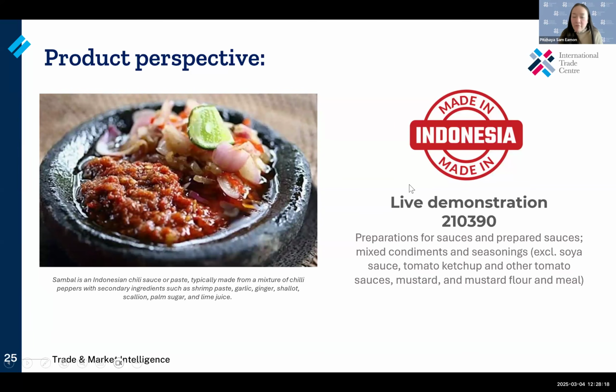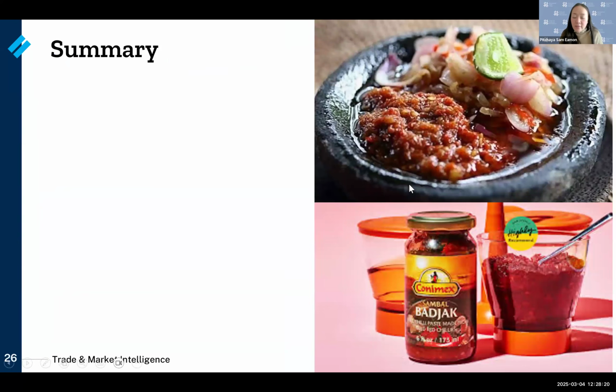Let me make sure that nobody is left in the meeting rooms. Now I am going to go back to my browser. What you're looking at right here is actually Trade Map. Before I go to Trade Map, I would like to have a look at the chat box just to make sure that I see everyone.